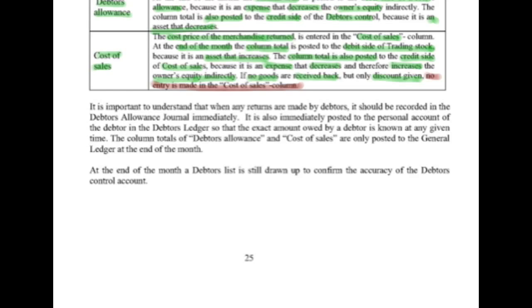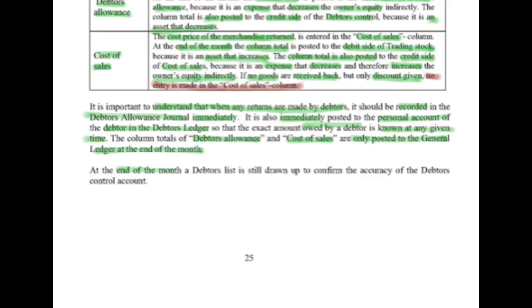It is very important to understand that when any returns are made by the debtors, it should be recorded in the debtors allowances journal immediately. It is also immediately posted to the personal account of the debtor in the debtors ledger, so that the exact amount owed by the debtor is known at any given point in time. The column totals, however, the debtors allowances column and the cost of sales column, are only posted to the general ledger at the end of the month.